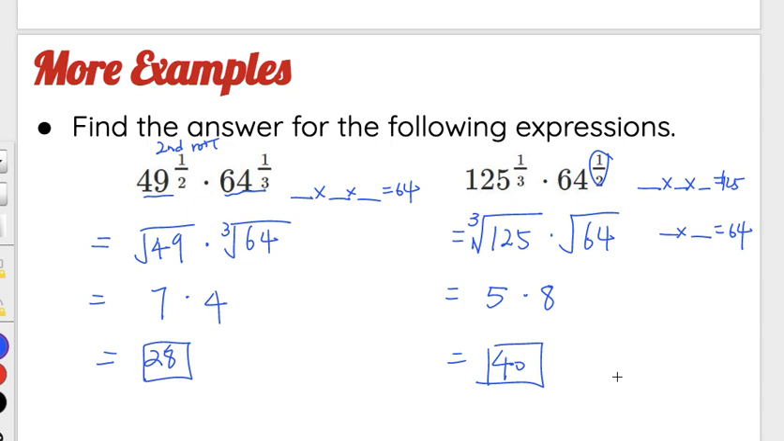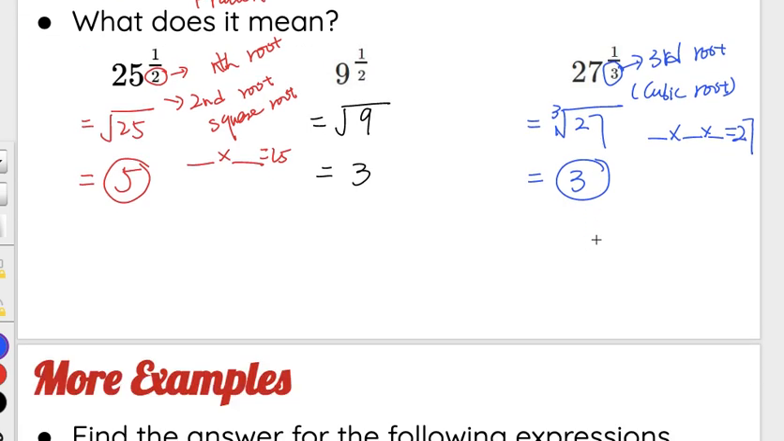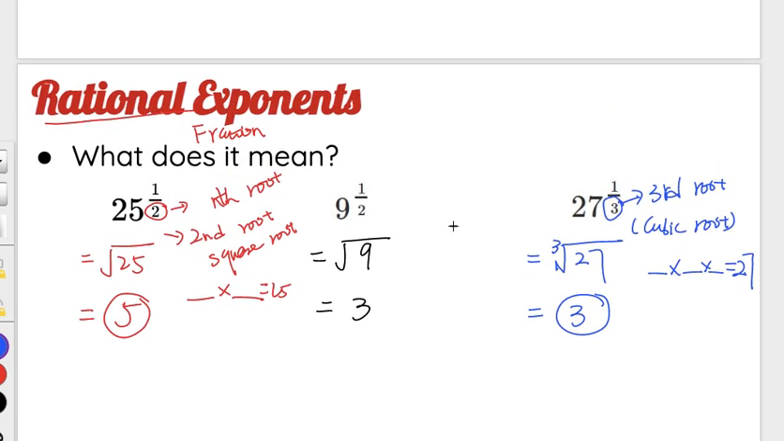Hello everyone, welcome back. In the previous video, we discussed rational exponents. We had a brief discussion regarding what it means when we see the exponents as 1/2, 1/3, or different situations. And we know the number on the bottom, the denominator, tells us which root we are going to take.